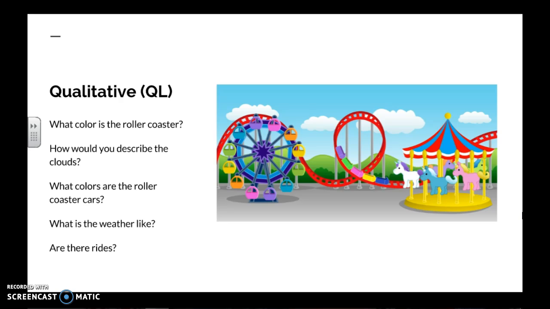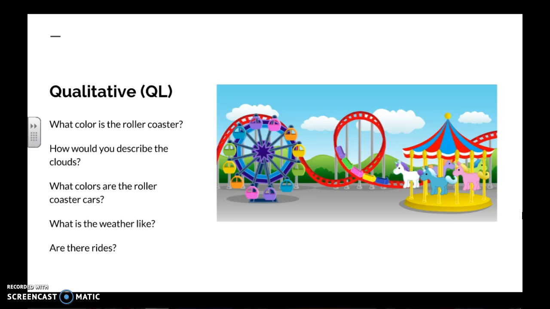So first we're going to make some qualitative observations. We're going to look at qualities. So answer these questions in your head. What color is the roller coaster? How would you describe the clouds? Could you think of a word to describe them? What colors are the roller coaster cars? What is the weather like? What do you think the weather looks like? Are there rides? So now you would want to say these as statements.